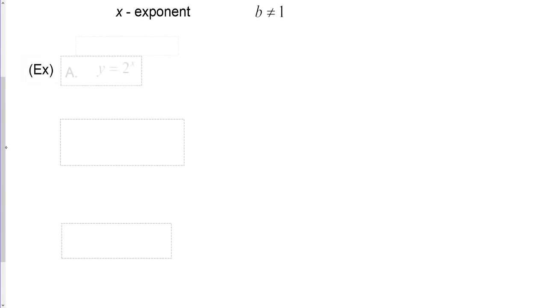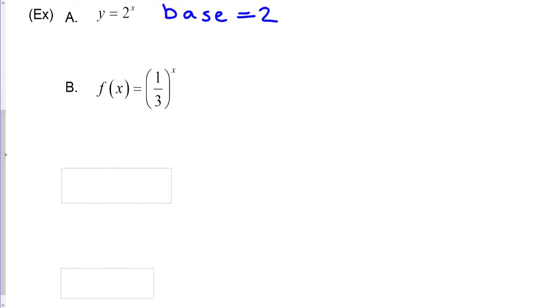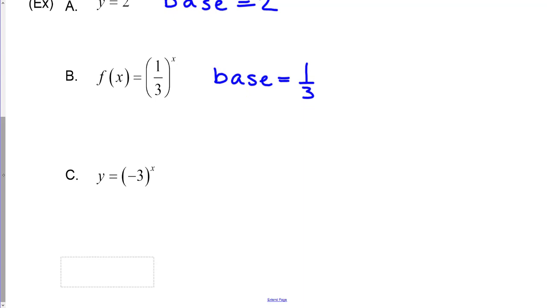So for example, if I have y equals 2 to the x, this is an exponential function where the base is equal to 2. Or if I have f of x equals 1/3 to the x, this is an exponential function where the base is equal to 1/3. But if I have the function y equals -3 to the x, then this is not an exponential function because the base has to be greater than 0.